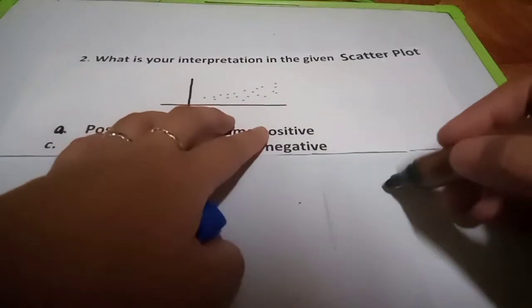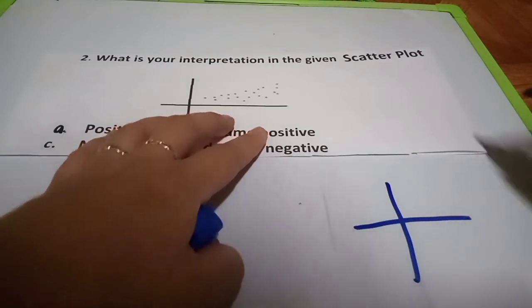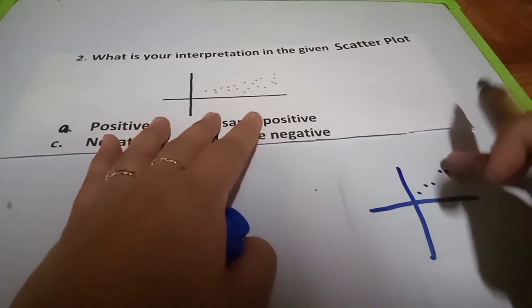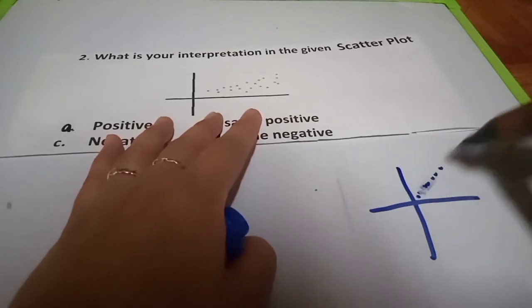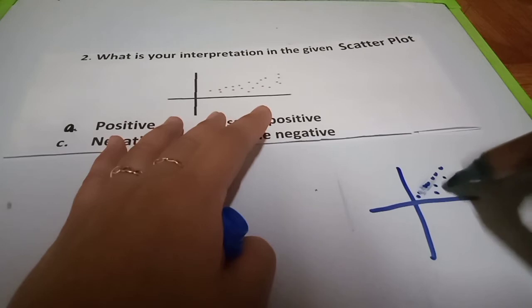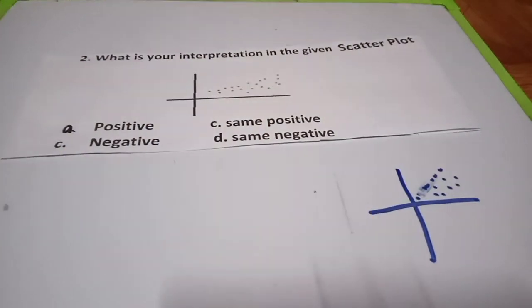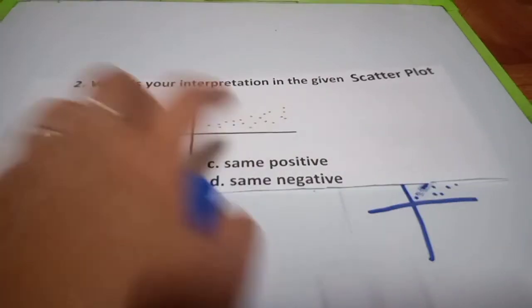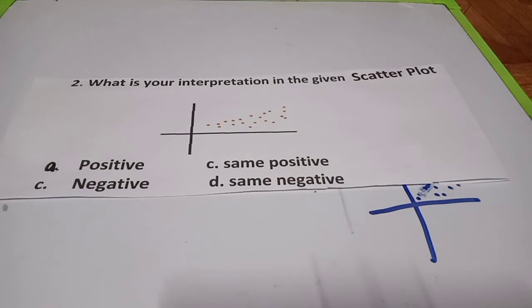So if this is the x and y, and this is a straight line, that is positive. How about when there are plots there? This is semi-positive because all the dots focus on the positive. There are none under the negative here. So that will be problem number 2.